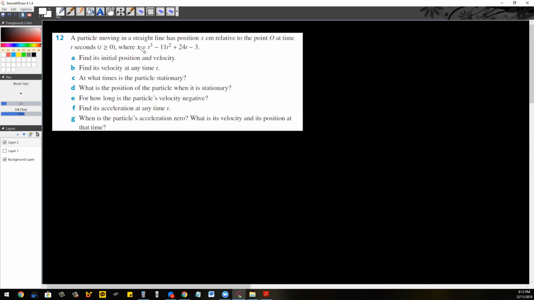Okay, so a particle moving in a straight line has a position x. This is the position, and that's a cubic equation. So, did you say F? E. Okay.